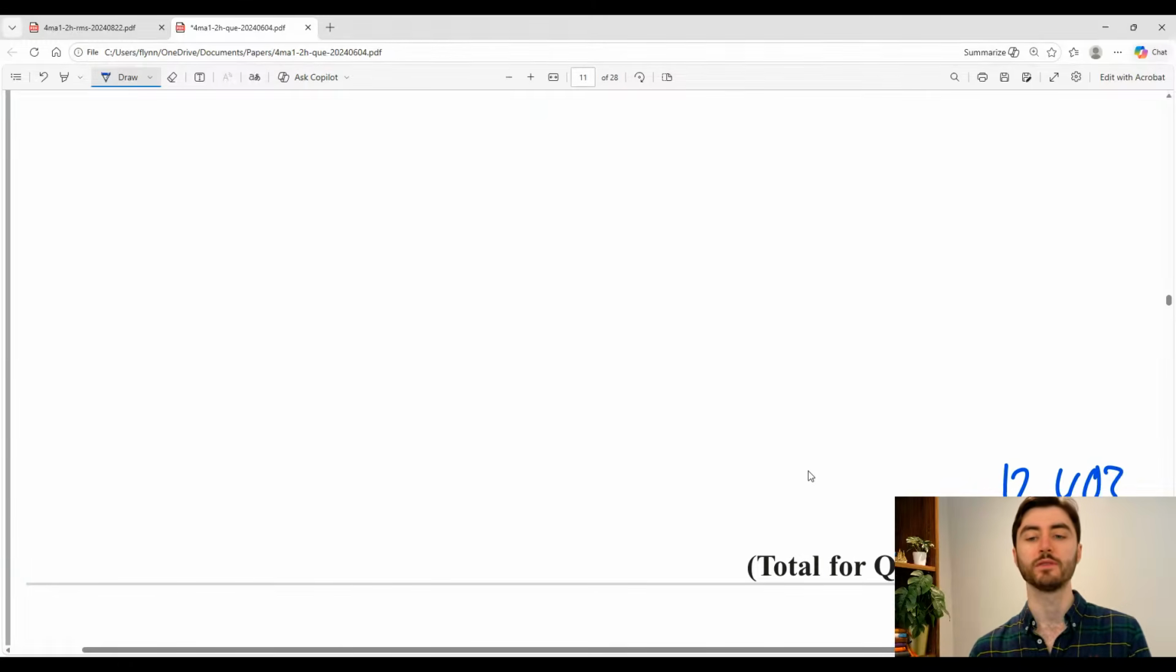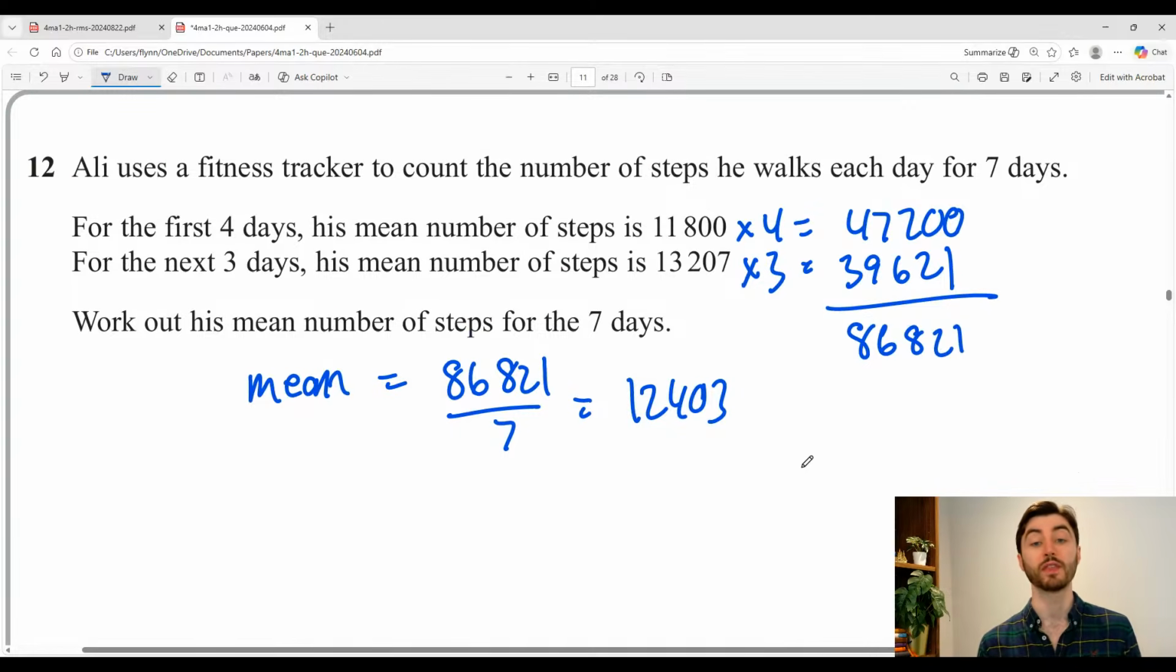And it also helps if you can develop a sense check for what you think they would be. So clearly, if for the first 4 days we average this, and the next 3 days we average this, which is higher, we'd expect the overall mean to be some number in between, and we do find that is the case.